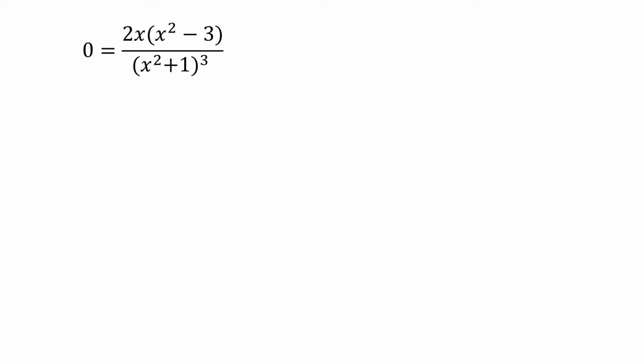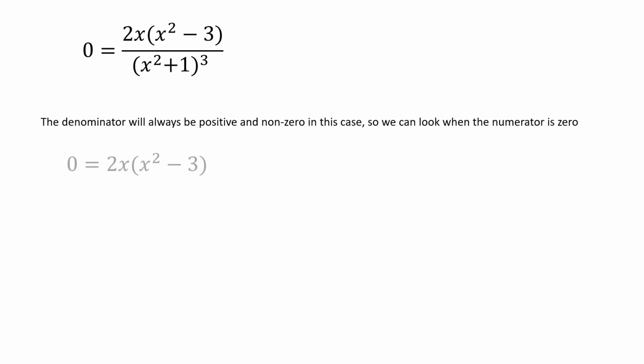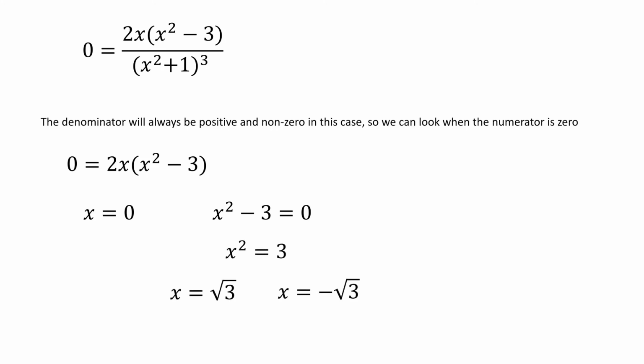And since, using our previous logic, x squared plus 1 will always be a non-zero positive number, the cube of that will always be a positive non-zero number, so we can disregard the denominator again when finding the zeros of this function, as you can see here. So we can just say that 0 equals 2x, and then the inside is x squared minus 3 in brackets. So to solve this, we know that x equals 0 is one of the factors, and we know that x squared minus 3 is also equal to 0. So this simplifies to x squared equals 3, and then we know that x is equal to both positive and negative square root of 3. Pretty easy to solve.